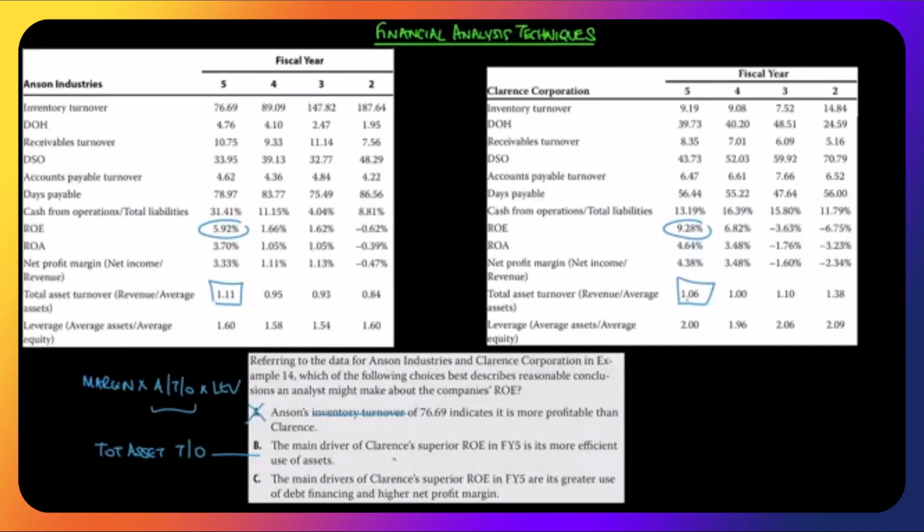No, it's lower. That's wrong. Total asset turnover is lower. That is not a more efficient use of assets.